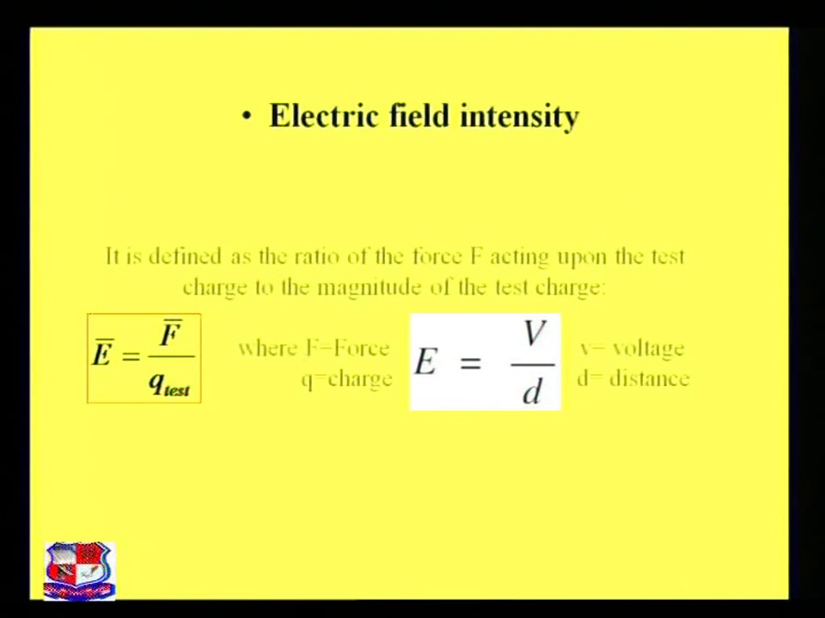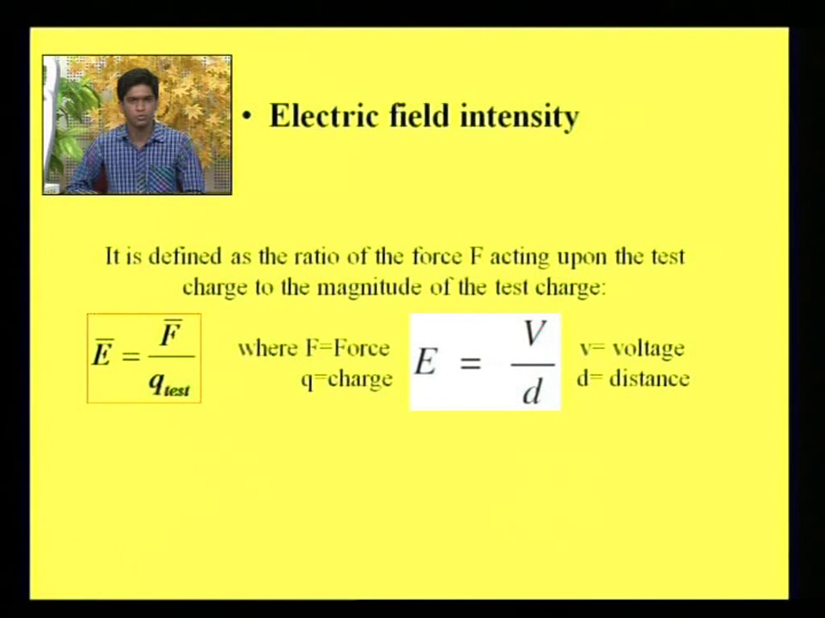Now, what is electric field intensity? Electric field intensity is defined as the ratio of the force F acting upon the test charge to the magnitude of the test charge. It means we can see that the electric field intensity E equals F by Q, where F is the force and Q is the charge. And we can also say that the electric field intensity is V by D. It means volts per meter, where V stands for voltage and D stands for distance. This is electric field intensity.